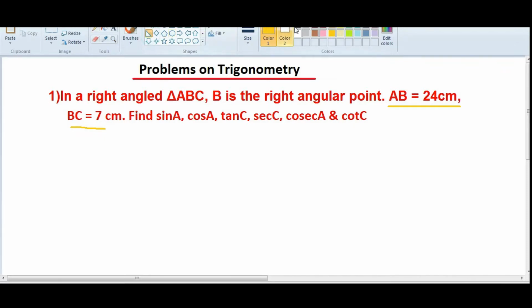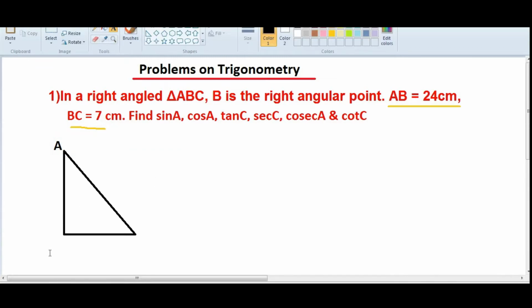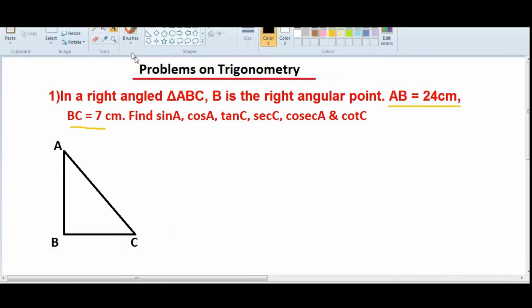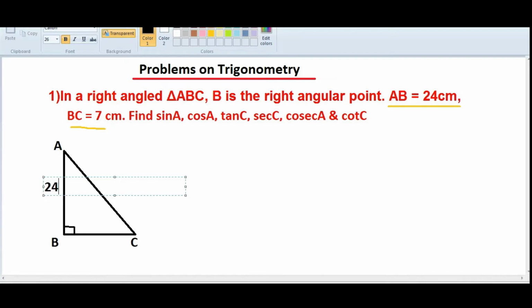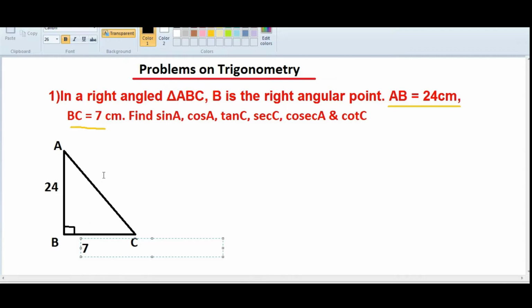So first let us draw the diagram. I always prefer to draw diagrams in this case because it will easily help you out to perform the calculations. So you can see over here I have made this angle as B because it's already mentioned in the question that B is the right angular point. Okay, so we have to find the other sides. Okay, so AB here is 24 centimeter. I'm just writing 24 over here, and BC is given as 7.